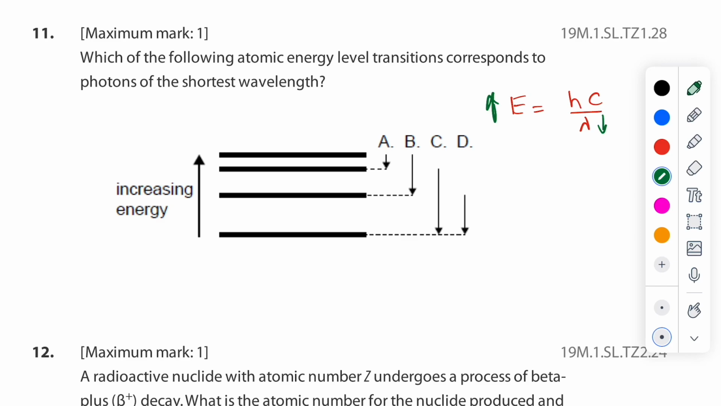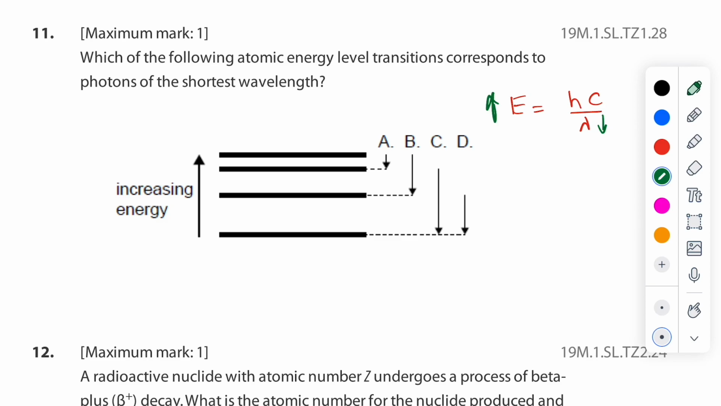When will the energy be the highest? Whenever there is a large difference between the energy levels. Where is the large difference between the energy levels? So for that, what am I going to do?